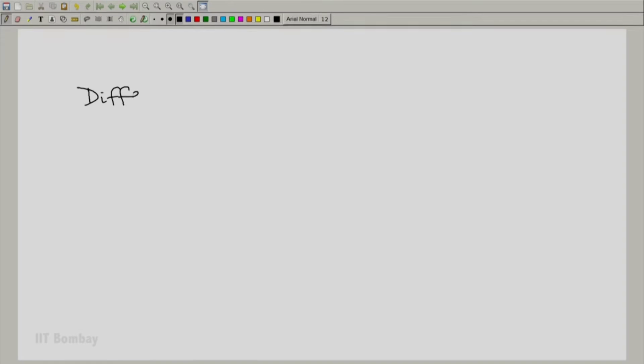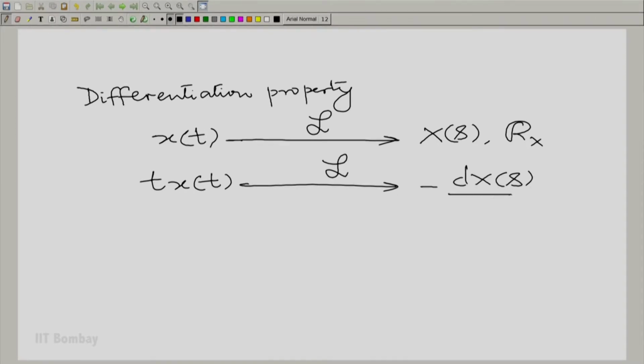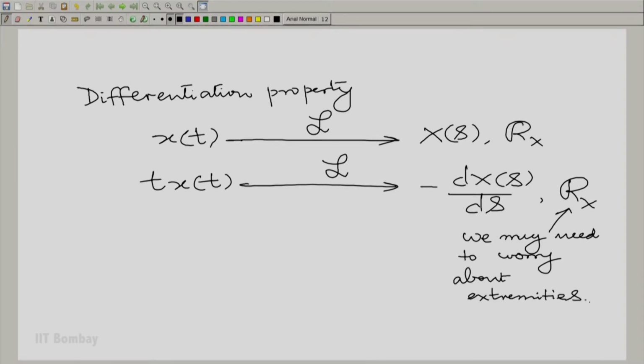So, we saw that the differentiation property says if x(t) has the Laplace transform capital X(s) with a region of convergence Rx, then t times x(t) has the Laplace transform minus dX(s)/ds. Essentially, for Rx we may need to worry about extremities. At the moment, let us not bother about this remark. I am just making it for the sake of completeness.